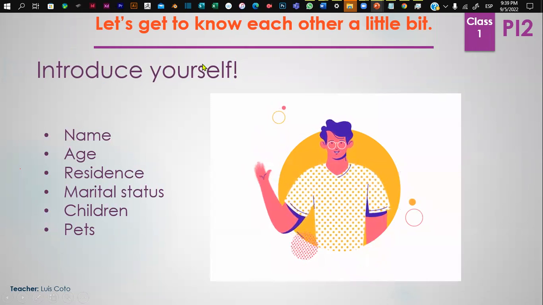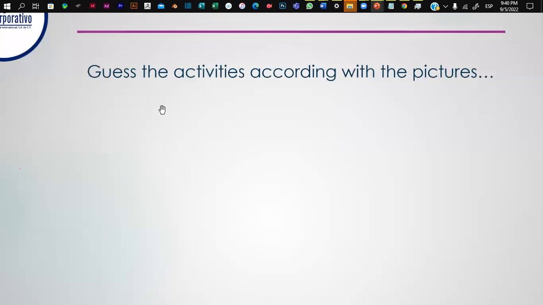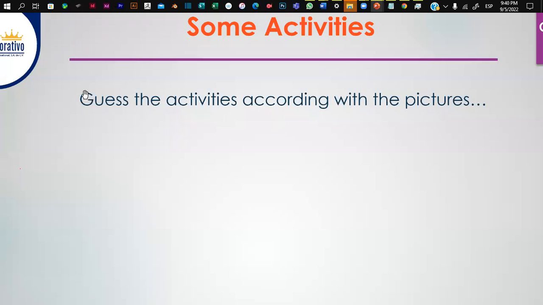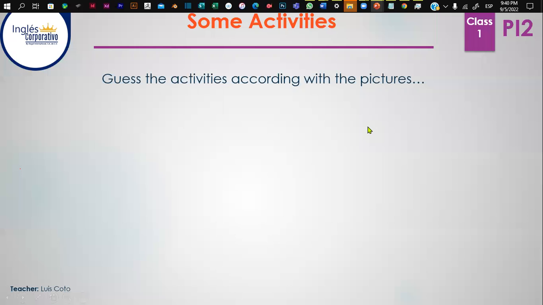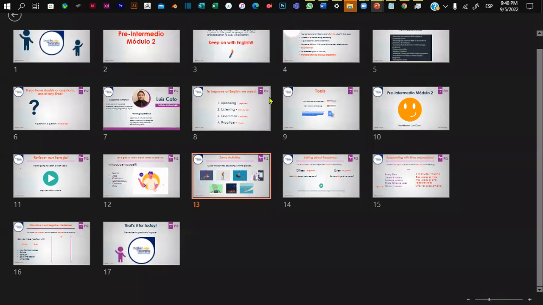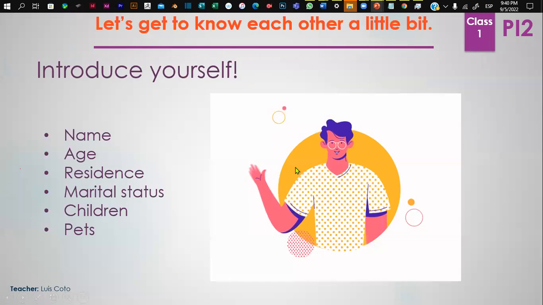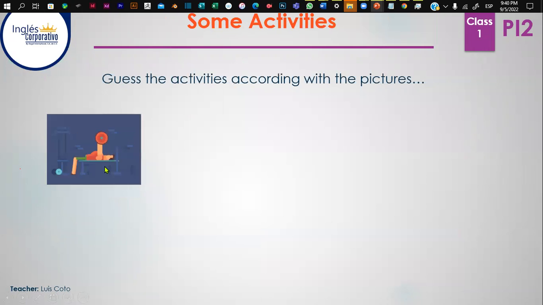Next slide. Let's read some activities. The indication that we have: guess the activities according with the pictures. We're gonna see some pictures and you're gonna tell me the activity that you see. Okay, the first one is, what is the activity?